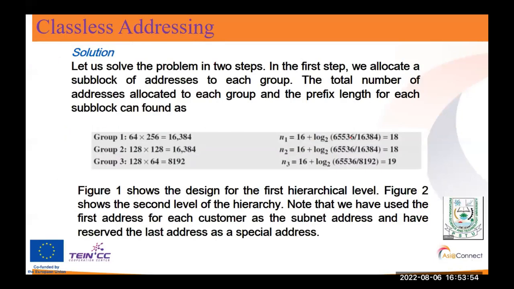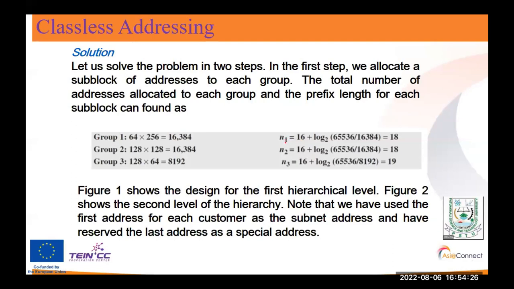So let us solve the problem in two steps. First step, we allocate sub-blocks of addresses to each group. The total number of addresses allocated to each group and the prefix length for each sub-block can be found as follows. For group one, 64 customers, and each customer needs 256 addresses. So the total addresses needed for the Dhaka group is 16,384. Then what will be this group one network address?